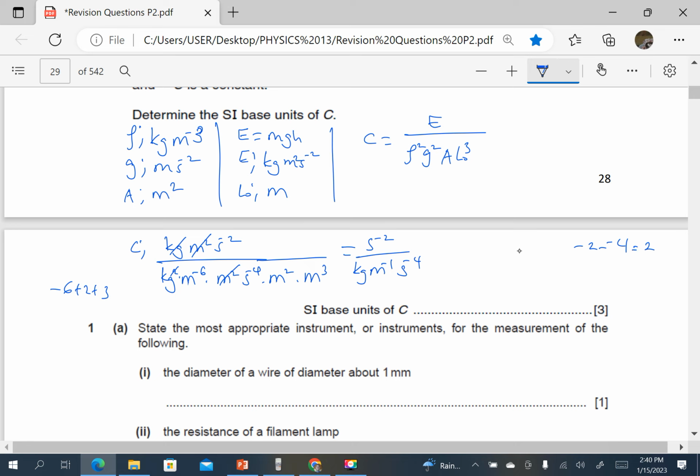The kilogram goes up, it becomes per kilogram. M power -1 goes up, it becomes m. And then s power -2 divided by s power -4, we have got s squared. So it means the SI base units of C are going to be per kilogram meters s power 2, or seconds squared. You can also verify. Perhaps my algebra may not be correct, but I think it's correct. You can verify.